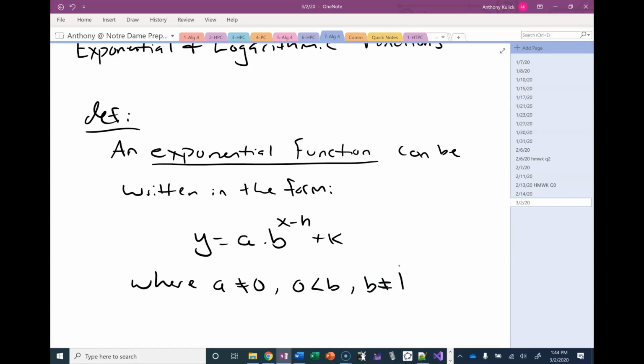Okay. We say an exponential function can be written in the form y equals a times b to the x minus h plus k, where a is not 0, b is bigger than 0, and not equal to 1. So let's think about this for a moment. We have these 3 requirements here at the bottom. Let's first think about why we aren't allowing a to be 0. What would happen to this function if a was 0?